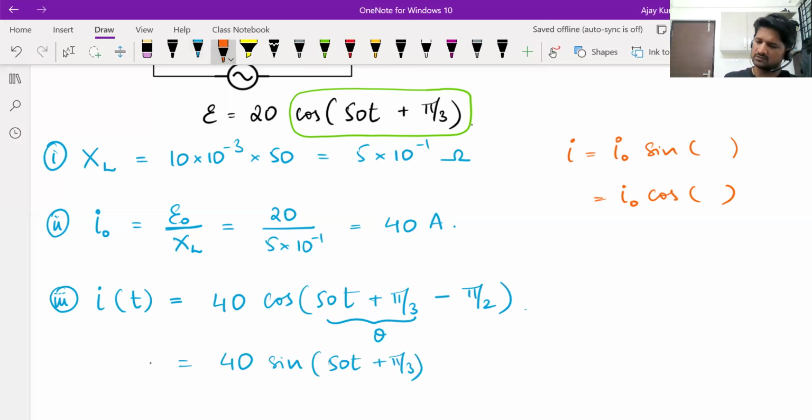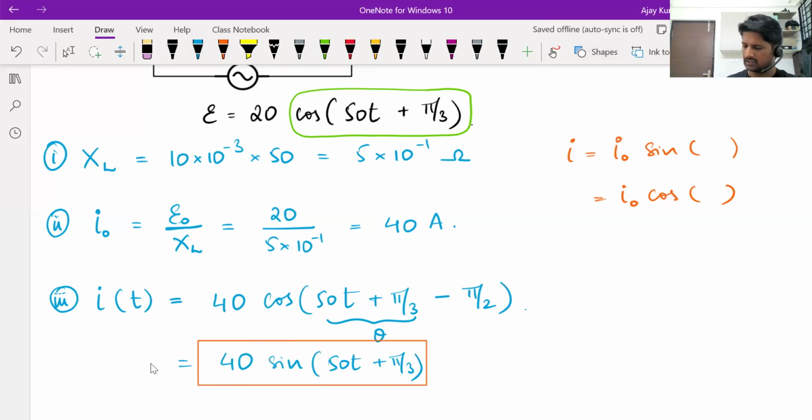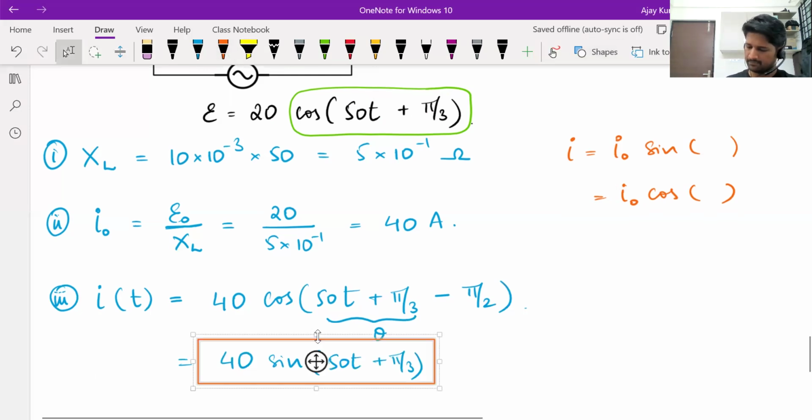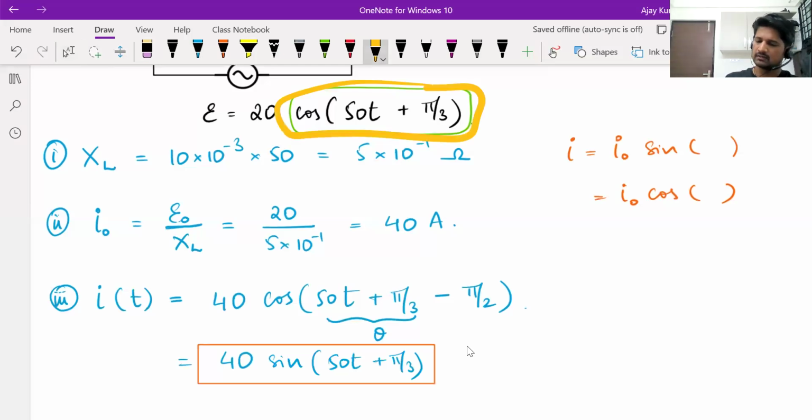Now there's no restriction as to which way you should write it, but if you are attempting an objective exam, then you have to be careful with the options. So while solving problems, what you should do is take the EMF function as it is, make adjustments for the phase. Like here we subtracted pi by 2. Look at the options now.